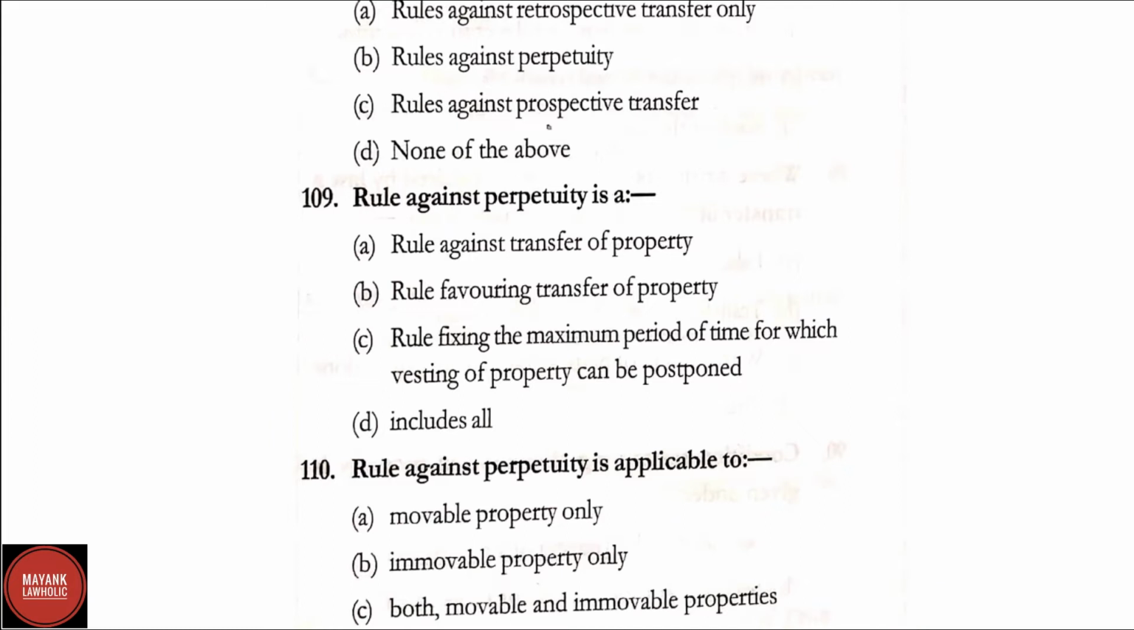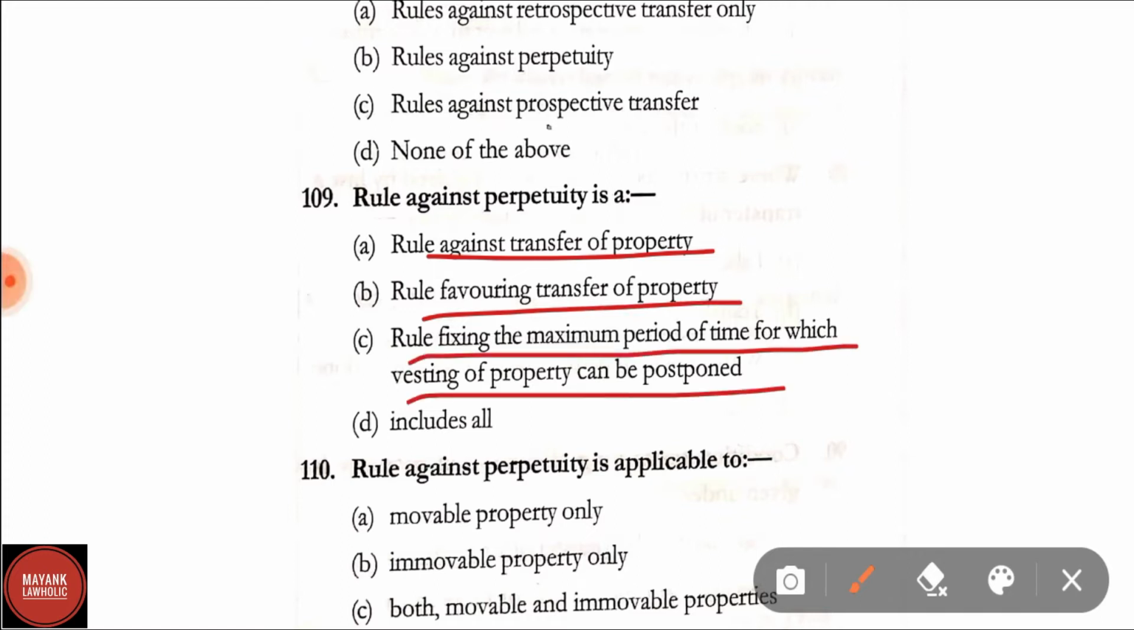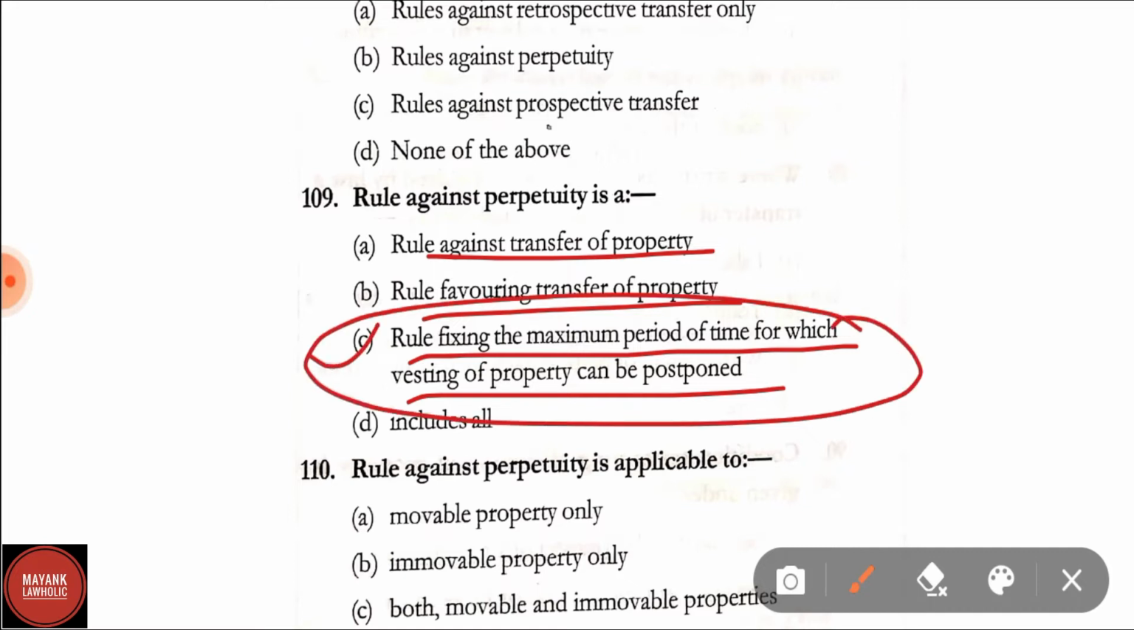Question number 109. Rule against perpetuity is a rule against transfer of property, rule favoring transfer of property, rule fixing the maximum period of time for which the vesting of property can be postponed. Correct answer is option C, that is rule fixing the maximum period of time for which vesting of property can be postponed.